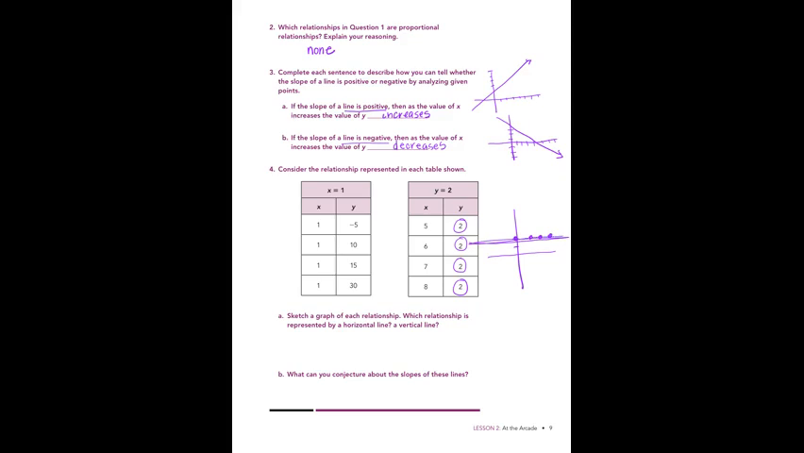All right, I want you to make a note that it says, which relationship is represented by a horizontal line. We would say y equals 2 is a horizontal line, and that the slope is 0. I like to think about horizontal lines as having no rise at all, so that it is a slope of 0.